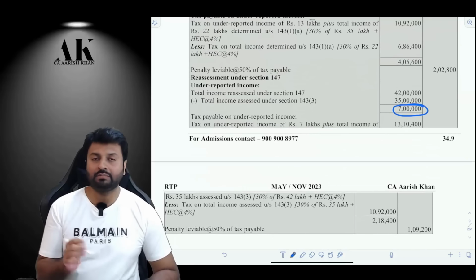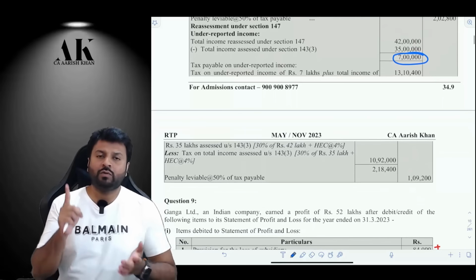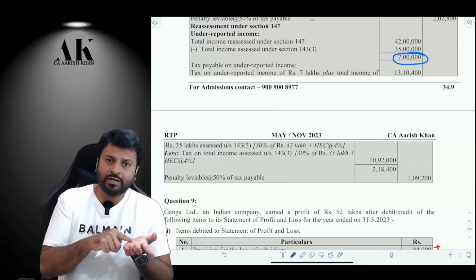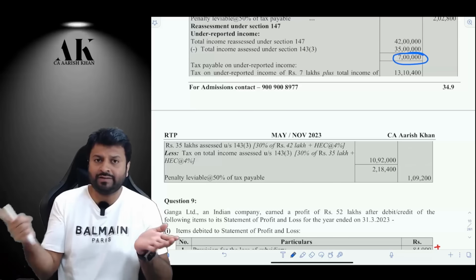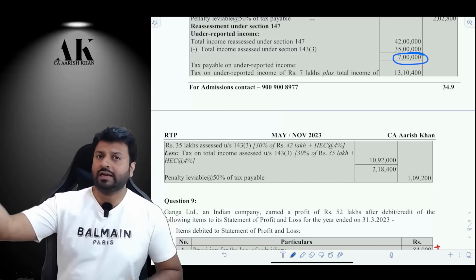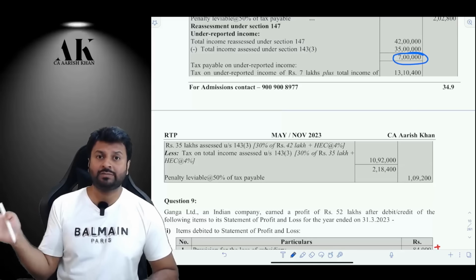Your underreported income. Again, you are not going to compute tax on 7 lakhs directly. You are going to compute tax on what? Underreported income plus previously assessed. First compute tax on underreported income, that is 7 lakhs, plus previously assessed, that is 35 lakhs. First compute tax on 42 lakhs, minus then compute tax on previously assessed. You are not going to compute tax directly on 7 lakh. Be very careful, otherwise your answer might go wrong in some cases.